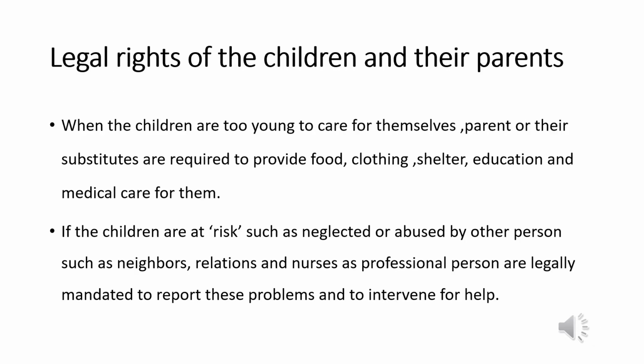Now we will see the legal rights of children and their parents. When the children are too young to care for themselves, parents or their substitutes are required to provide food, clothing, shelter, education and medical care for them. If the children are at risk, such as neglected or abused, other persons such as neighbors, relations, nurses and other professional persons are legally mandated to report these problems and to intervene for help.